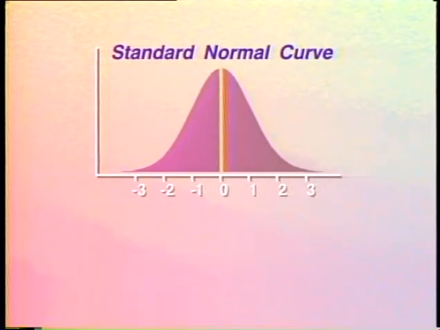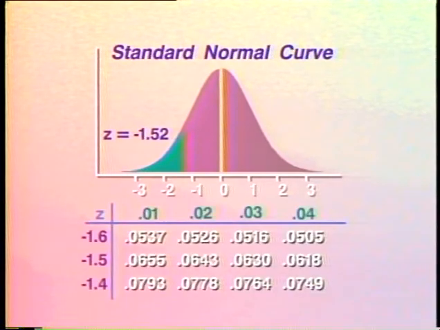Let's try another one. What's the percentage of observations falling below a measurement with a z-score of negative 1.52? Now remember, the negative z-score means the score falls below the mean. Using the table again, we look for negative 1.5 in the column on the left and 0.02 in the top row. The corresponding number is 0.0643, or about 6%. So only 6% of observations fall below this observation.